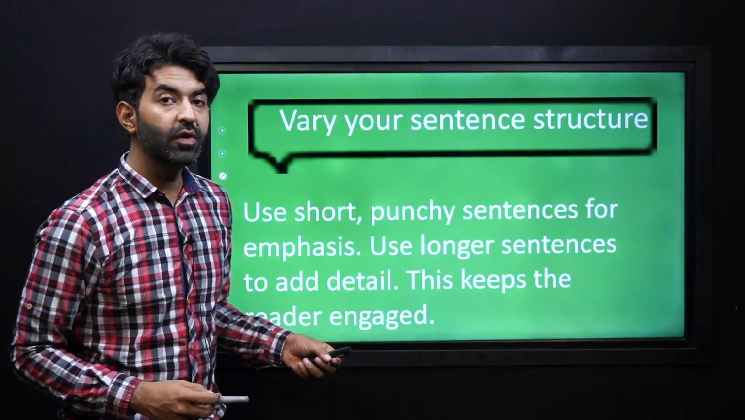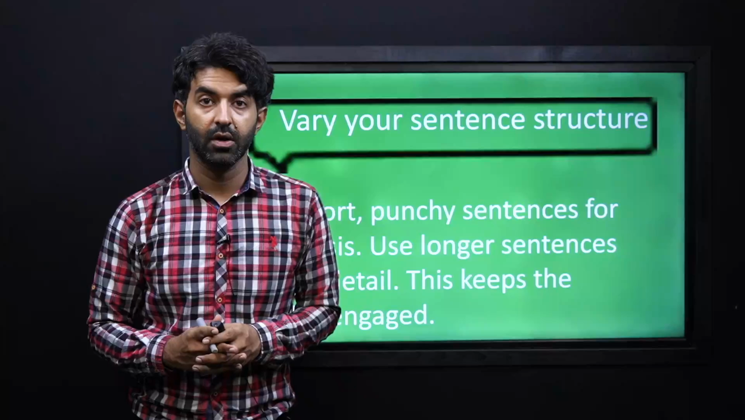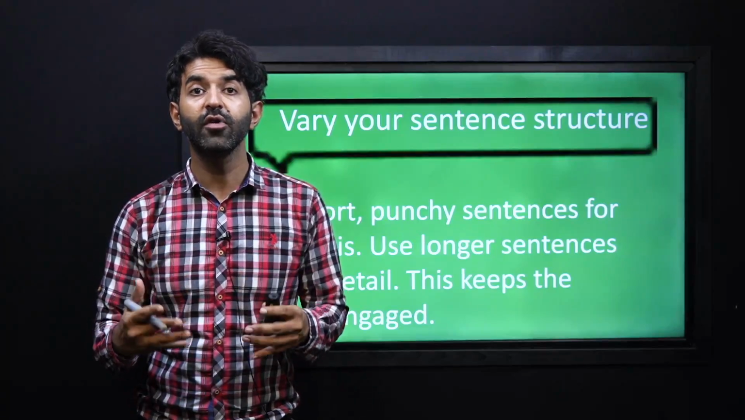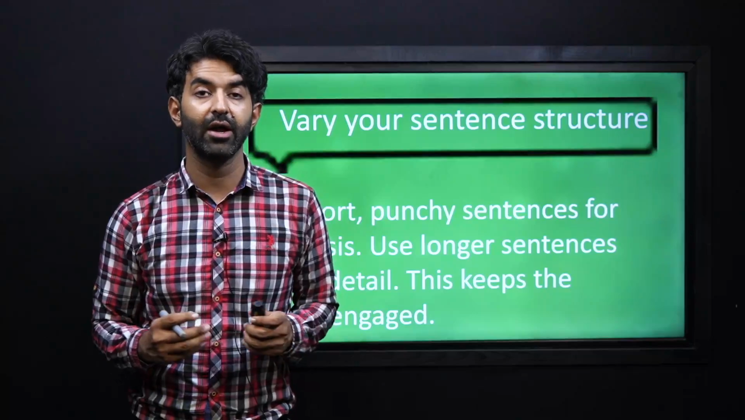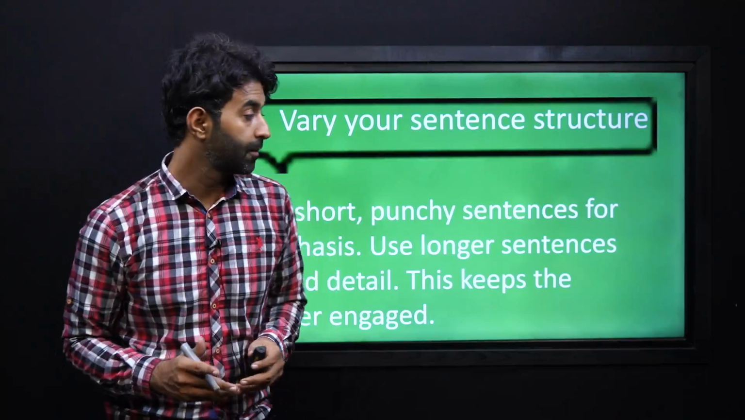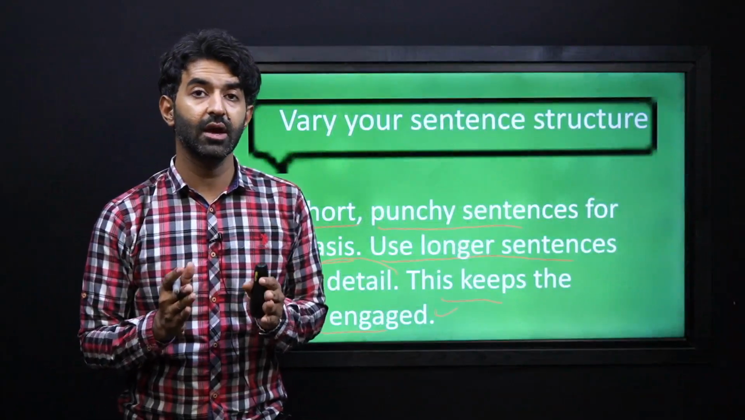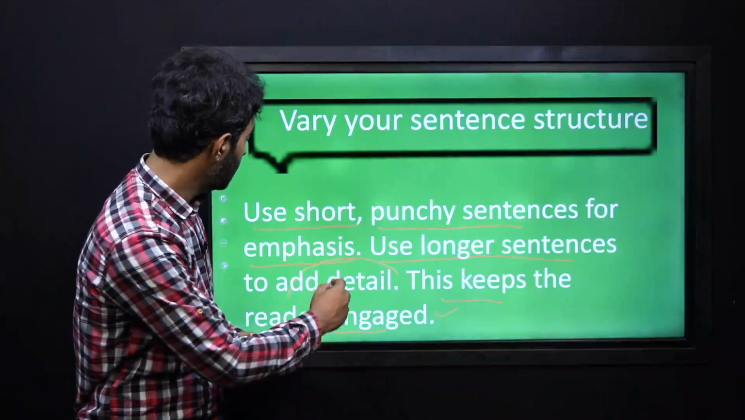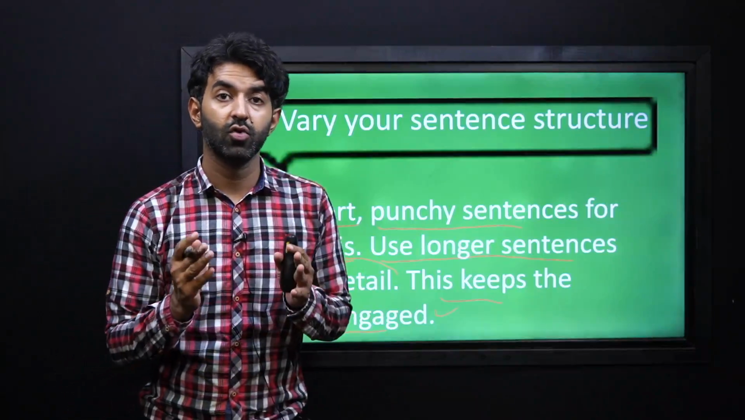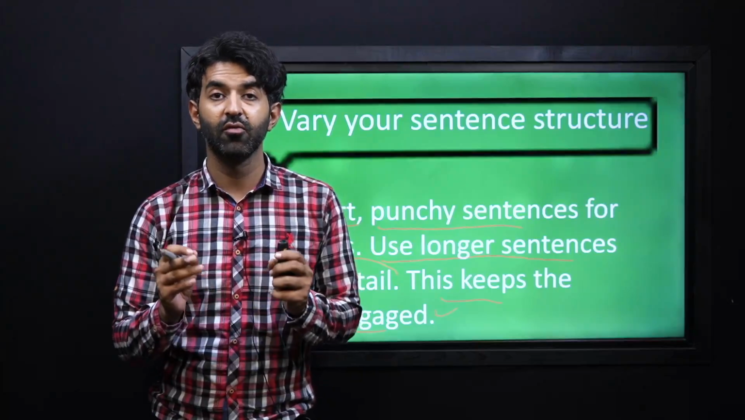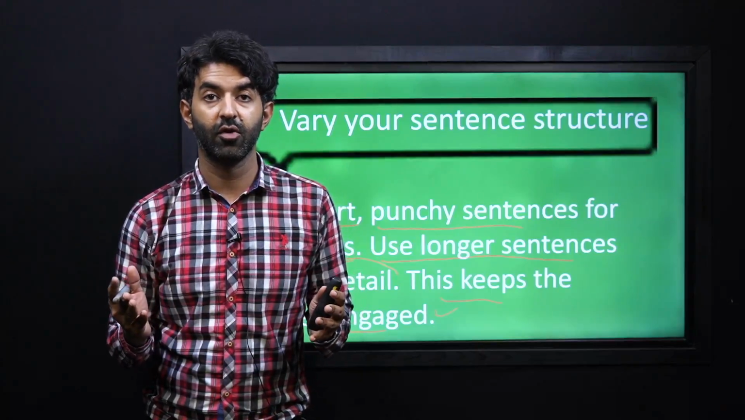Now, how do we vary our sentence structure? Yes, we need to be using different kinds of sentence structure when we are writing a descriptive text. We will be using short, punchy sentences for emphasis. We use longer sentences to add detail. This keeps the reader engaged. So, when are you going to use short sentences? It is when you are actually emphasizing something. Those sentences will be punchy, very short, and fulfilling the purpose.